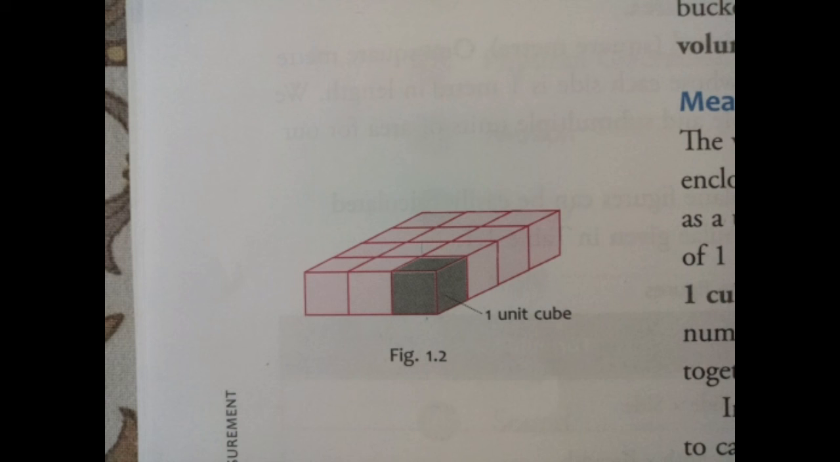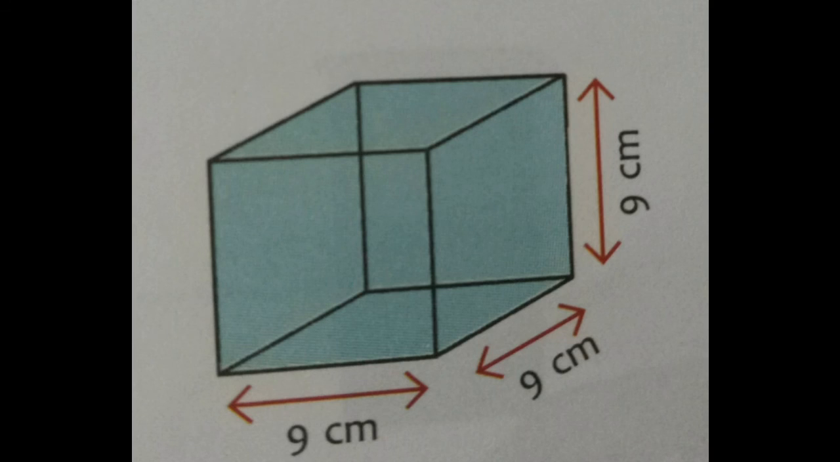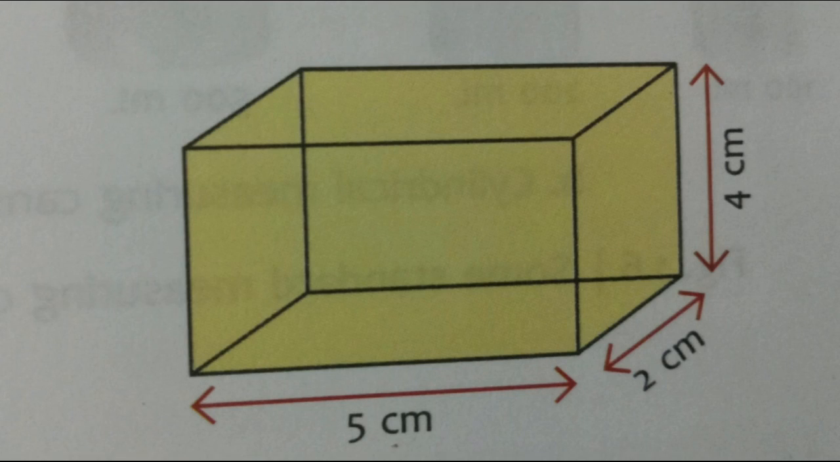Instead of counting cubes, you can also apply a formula for calculating the volume of a regular solid. Some formulas are given to calculate the volume of definite shaped solids. For a cube, it is side cubed, and for a cuboid, it is length into breadth into height. In the book, some related numericals are given for finding the area and for finding the volume.